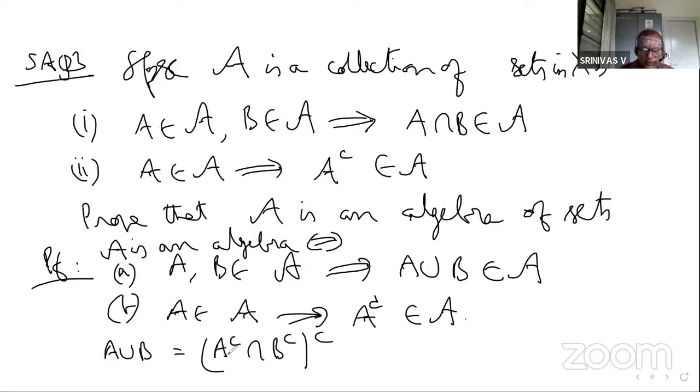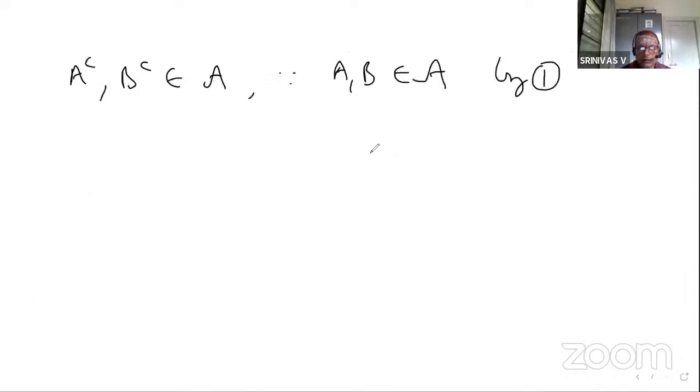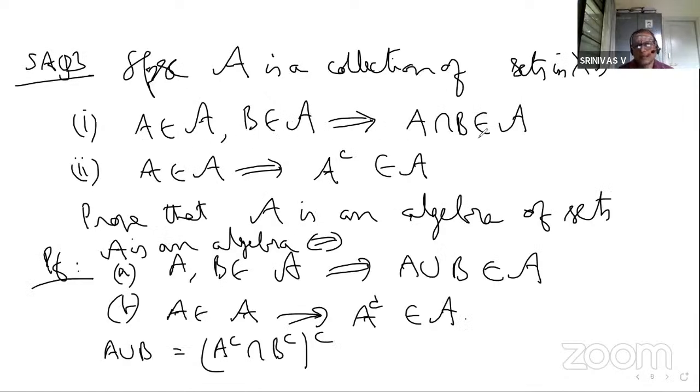Capital B belongs to script A. Therefore, A complement and B complement are members of script A by the second property. By the first property, you can take the intersection of these two: A complement intersection B complement is again in script A by 1. What is 1? Script A is closed under finite intersections. If you take a finite number of entries from script A, then the intersection will again be a member of script A.